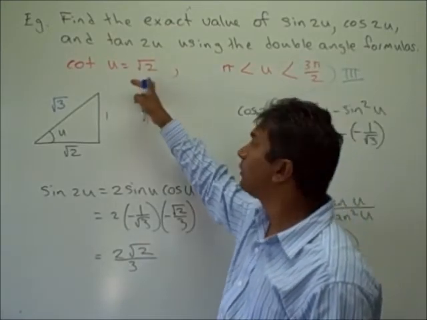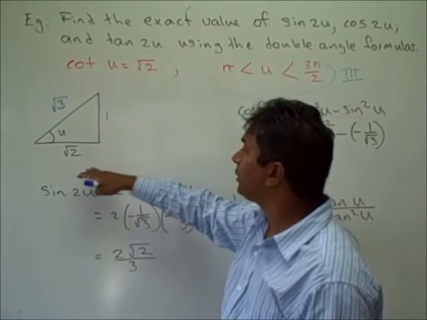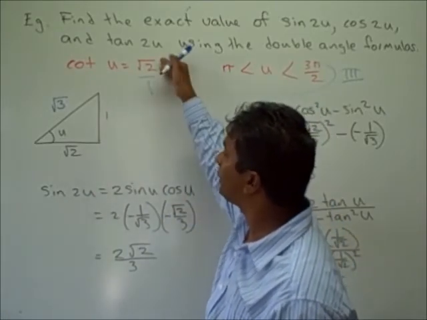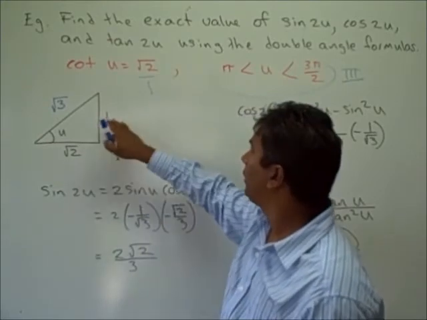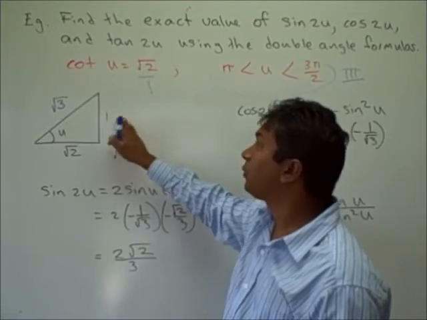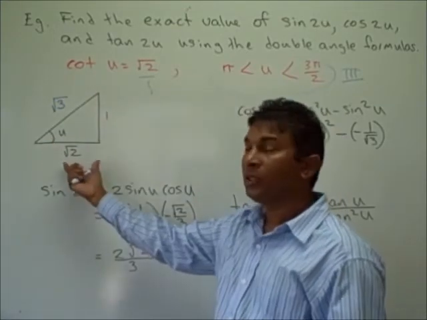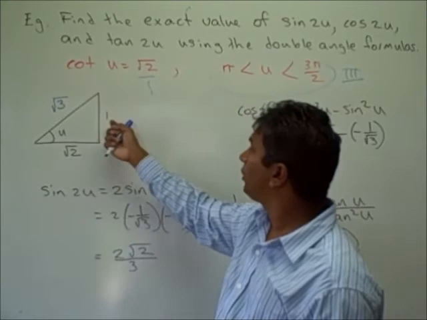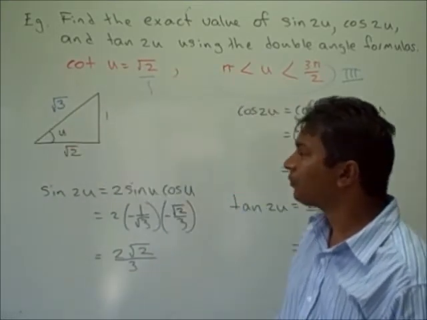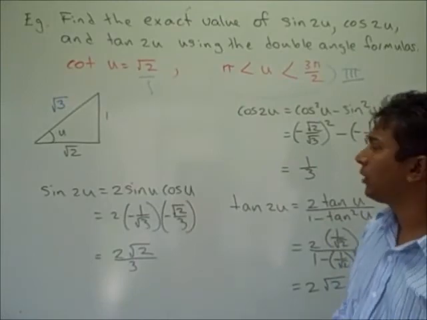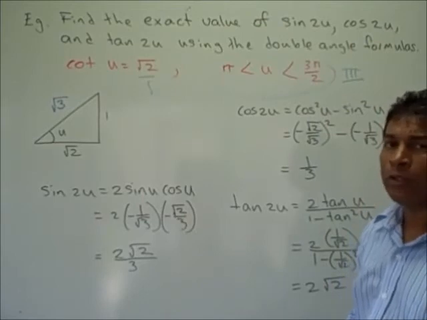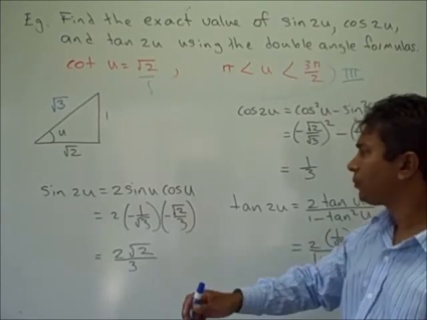We know tan is equal to opposite over adjacent, so cotangent is adjacent over opposite. So here we have our adjacent being square root of 2, and our opposite is 1. Using our Pythagorean theorem, we can find the hypotenuse, which is the square root of 2 plus 1, which is the square root of 3. So now we have all three sides of our triangle, and we can proceed to find sine 2u, cosine 2u, and tan 2u.